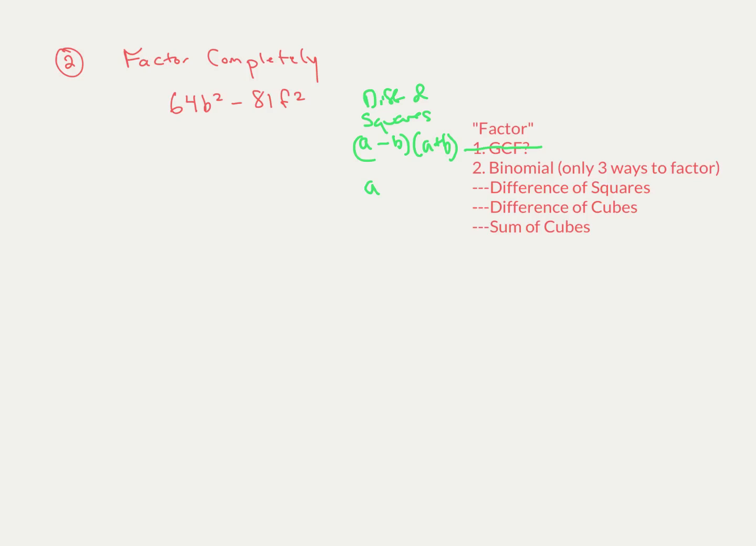A is the square root of the first. So since the first term is 64b squared, the square root of 64 is 8, and the square root of b squared is b. Then the square root of the second term, the 81f squared. The square root of 81 is 9. The square root of f squared is f. So that's our a and b.